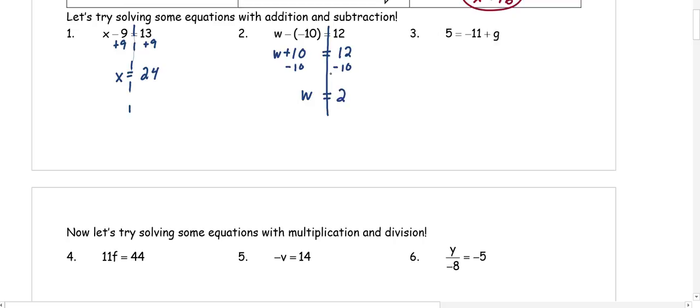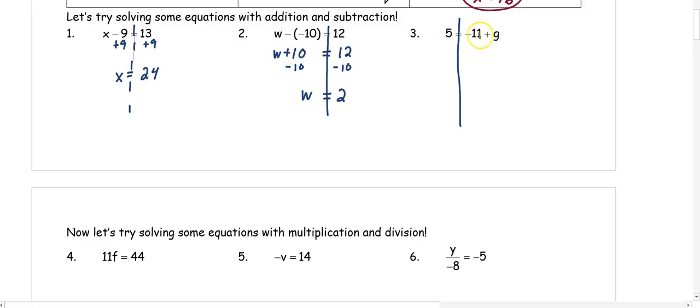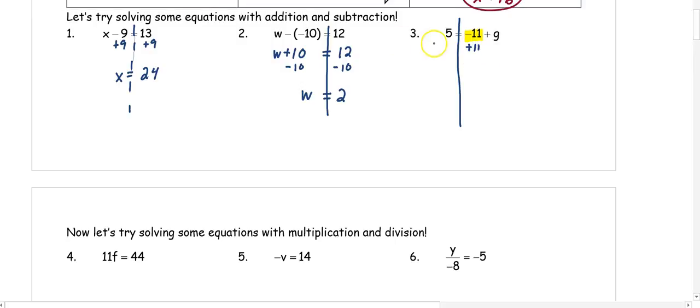Number three, 5 equals negative 11 plus g. Now, some of us are going to think we want to subtract 11. This is where we have to be careful. We need to look at the sign in front of the 11 because the 11 comes first in this equation. So because the 11 is first and it's negative, the inverse would be to add 11 to both sides. So we would get 16 equals g.